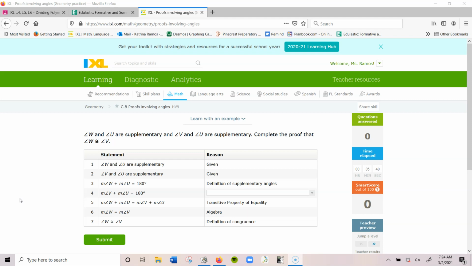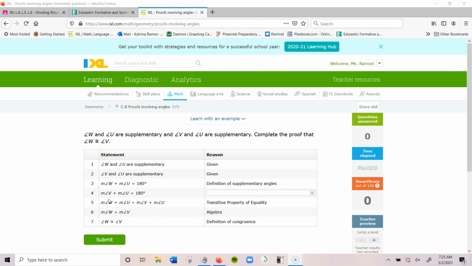I usually look at the statements that were given before and see what would lead to the following statement. So here we're given that angle W and angle U are supplementary and that angle V and angle U are supplementary. Then they tell you that angle W plus angle U is equal to 180, and that's because of the definition of supplementary angles.